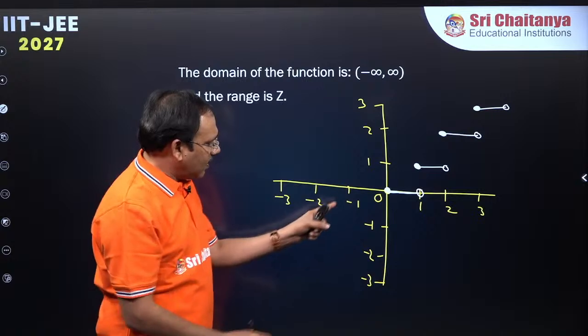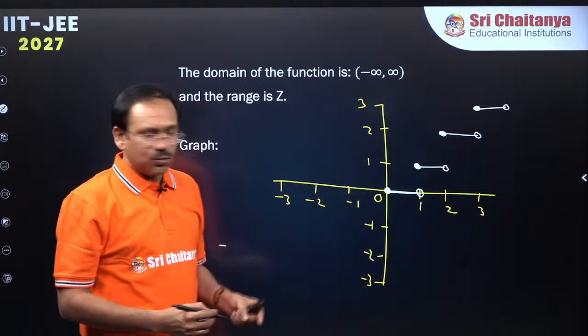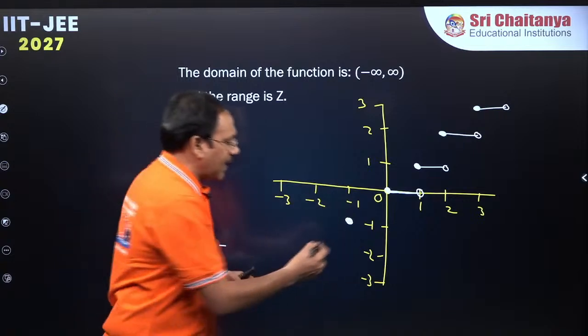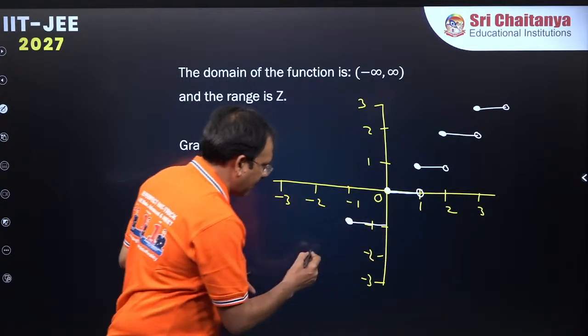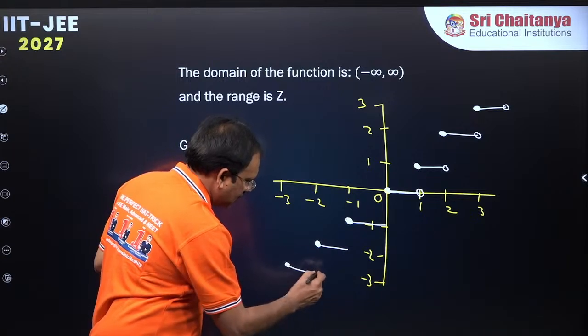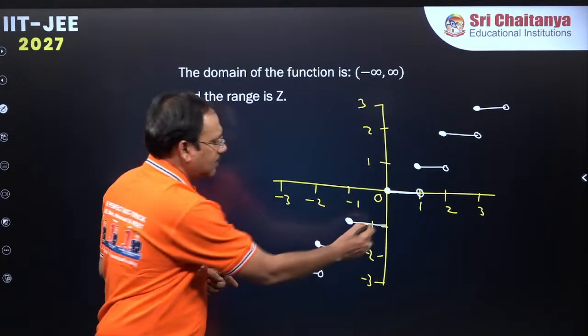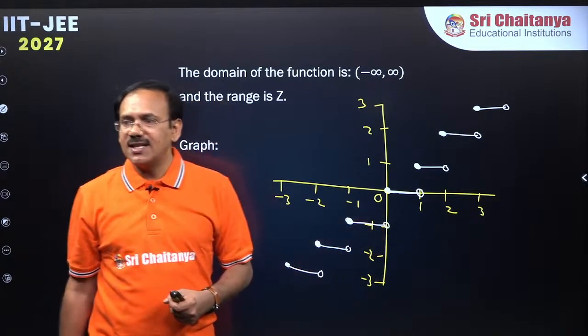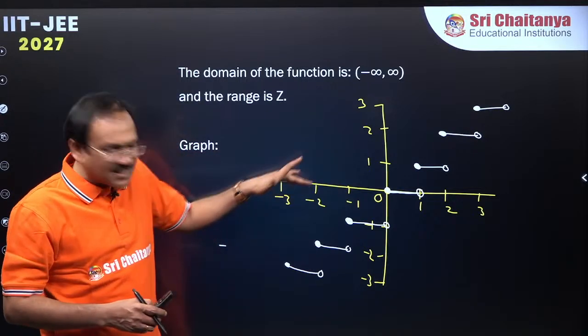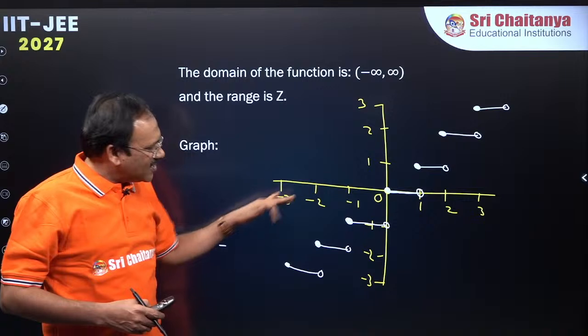In the same way, if you give a number between minus 1 to 0, step of minus 1 is minus 1, minus 0.9 is minus 1, for all these it is minus 1. In the same way, you can observe the graph here, right? Yeah, this is the graph of this greatest integer function, dear students. So you see the graph is like steps, right?